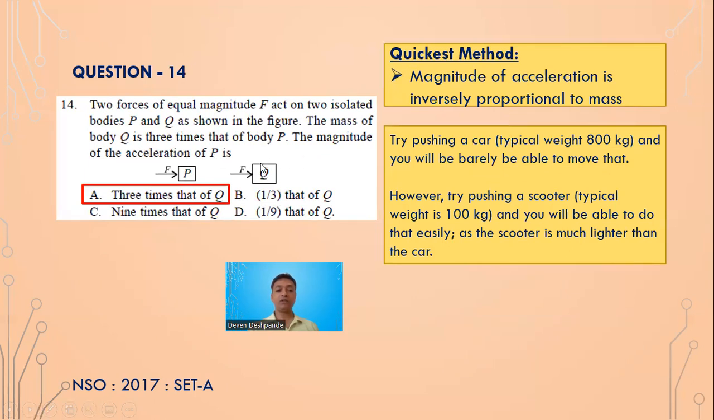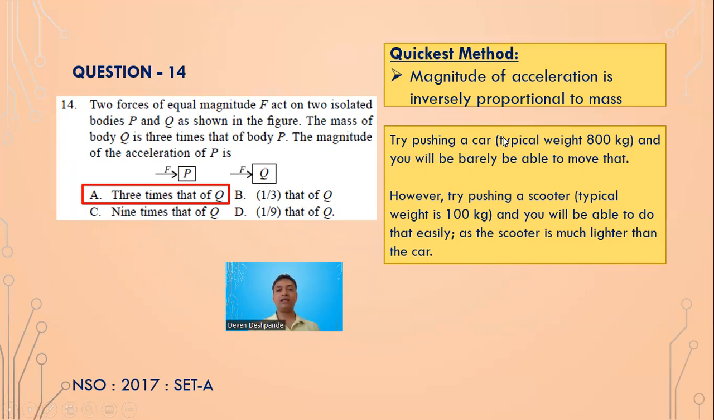So P, because Q is so very heavy, when you apply force, it will be very difficult for you to move. But because P is lighter, when you apply force, P will move rapidly. So magnitude of acceleration of P, because P will move fast, will be 3 times that of Q, because Q is 3 times heavier than P, isn't it?